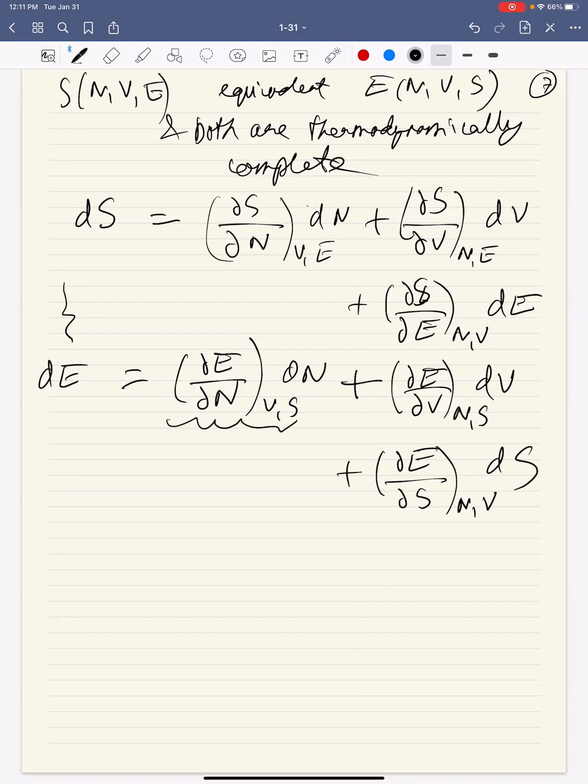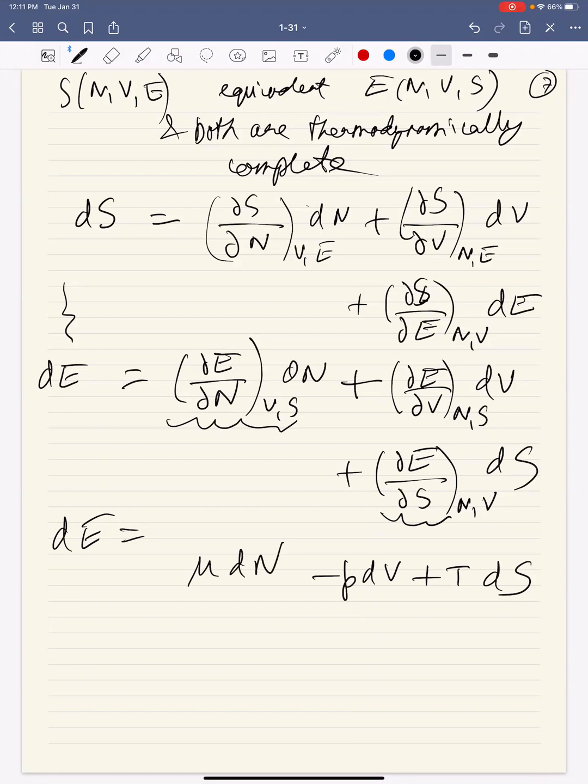Someone remembers what is partial E by partial N at constant VS? It's chemical potential. Are you sure? It's in the energy representation. Let's go with this one. What is this one? That's temperature. What is the middle one? Partial E by partial V is minus pressure. Are you still sure you want a temperature? Well, I mean, it's mu dN.